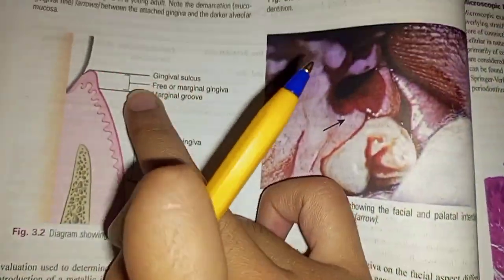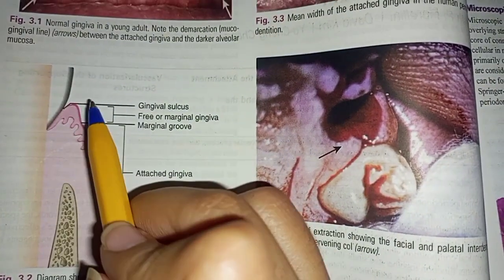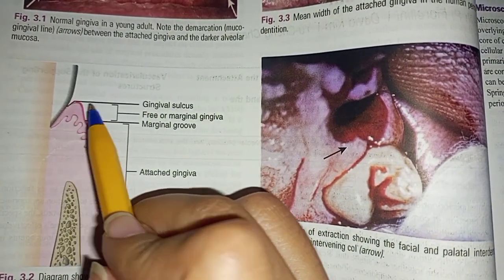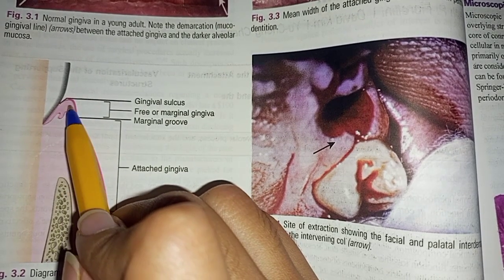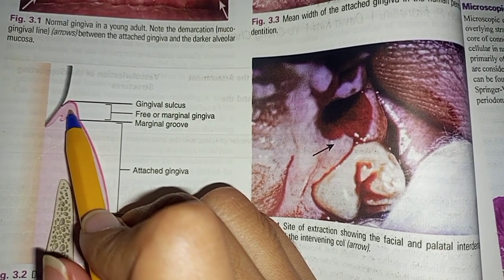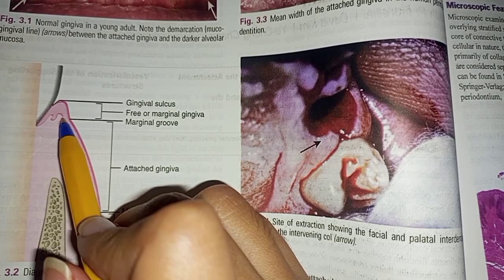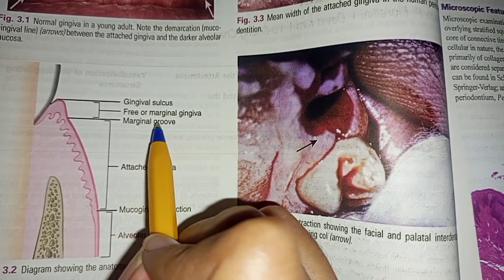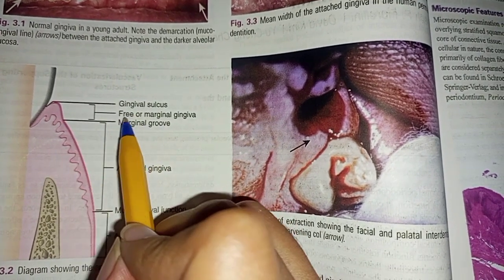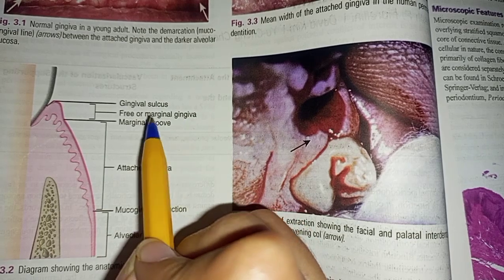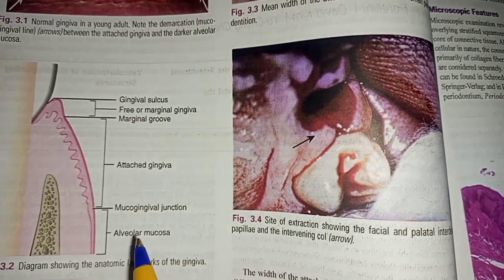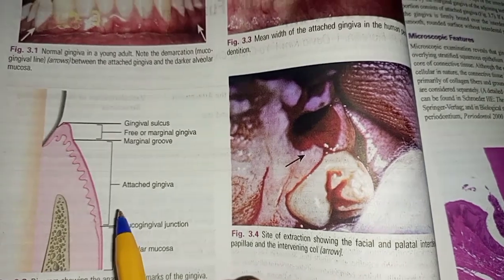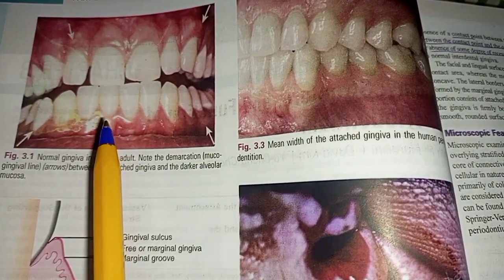Okay, in the diagram you can see this very clearly: the gingival sulcus. One side is covered by the tooth, the other side is covered by the epithelium which is lining the free margins of the gingiva. Okay, you can see this is the free or marginal gingiva, the marginal groove, the attached gingiva, the mucogingival junction, and then you will see the alveolar mucosa. Okay, you can see these pictures very clearly.